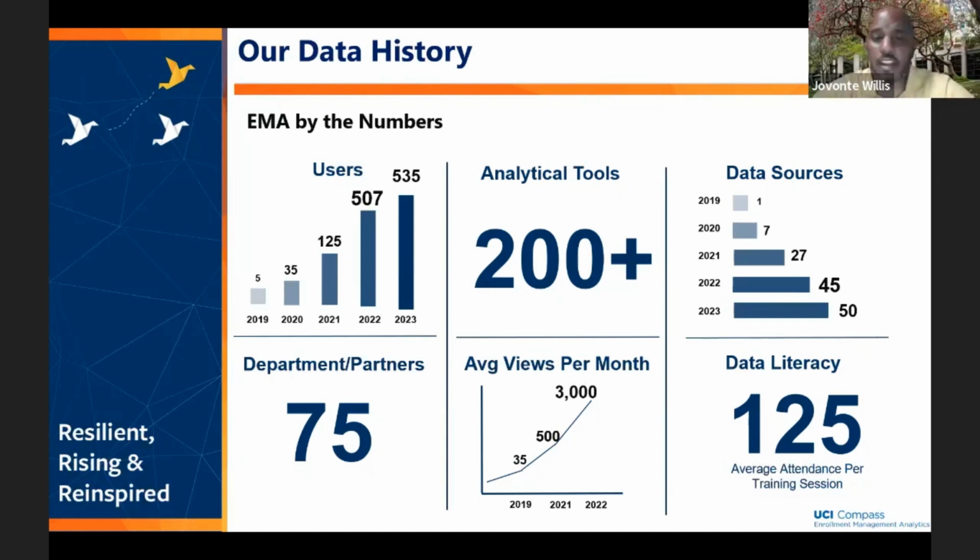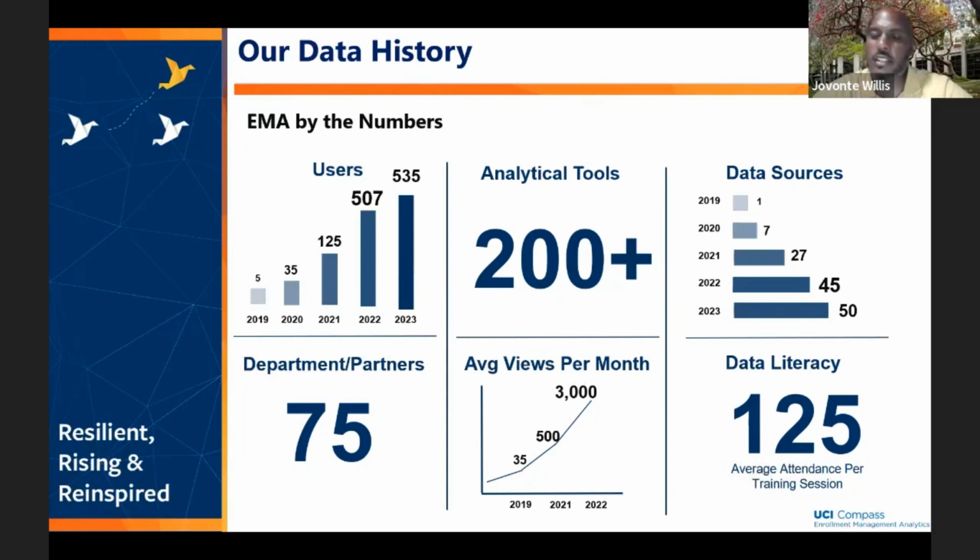And because of that, we work with over 75 different departments on campus right now. And like I said, we went from having one primary department we work with to now having 75 different departments that we work with on campus. And in our system, when we first started in the first year, on average, we had about 35 views of our different reports and analytical tools. Now we're up to over 3,000 average views per month. So we can tell that our stuff is really being used because we went from only having 35 views of our tools in a month to having over 3,000 now.